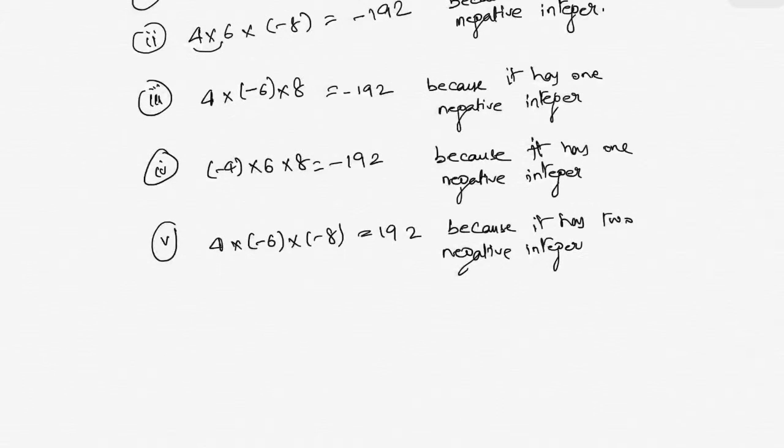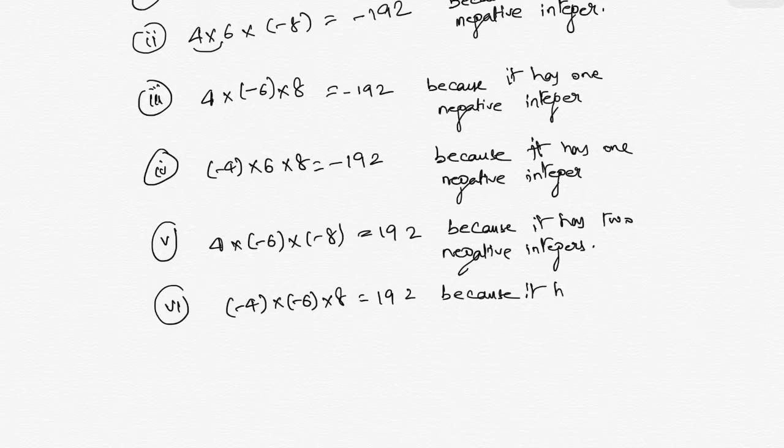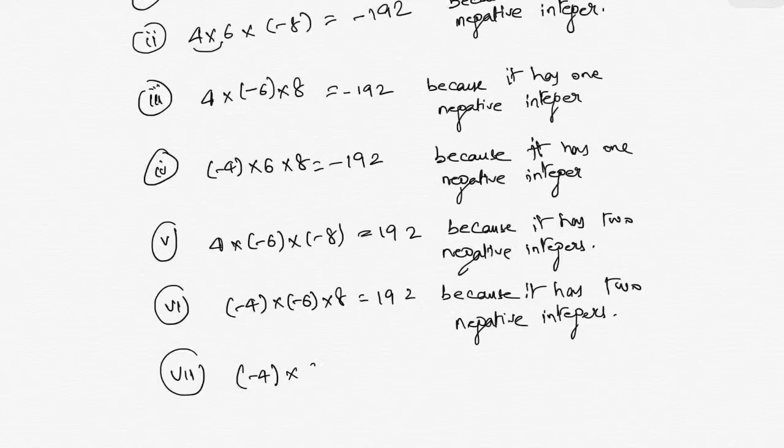Now let's see the sixth problem. It's minus 4 into minus 6 into 8 is 192. Now this is because there are two negative integers which become positive, and positive into positive is positive, because it has two negative integers. Okay, now let's see the seventh problem: minus 4 into 6 into minus 8, which is 192.